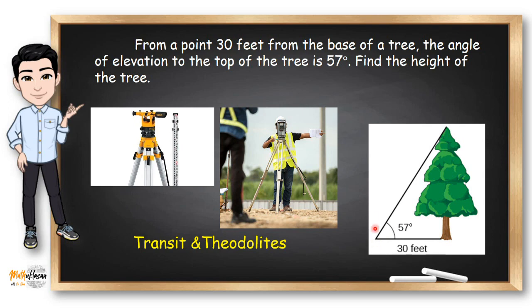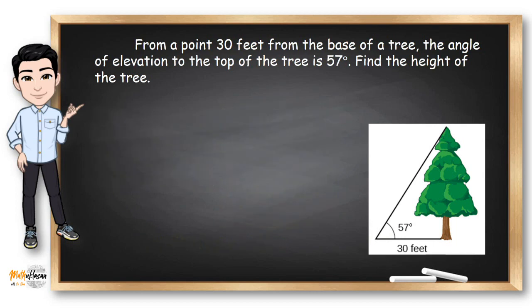Yung mga nakikita natin sa daan na minsan akala natin ay nagpa-photoshoot, hindi, nagsisurvey itong mga taong ito using these devices. For us to solve this problem, we need to assume that this is the height of the tree and let that be h. Now, since the tree is perpendicular to the ground, we have a right triangle, having this side as our hypotenuse and this as one of the legs. If the reference angle is 57 degrees, then the opposite side is h, and the adjacent side is 30 feet.